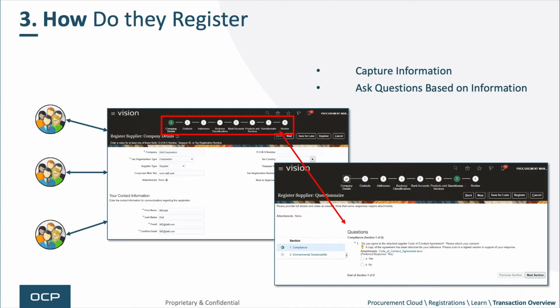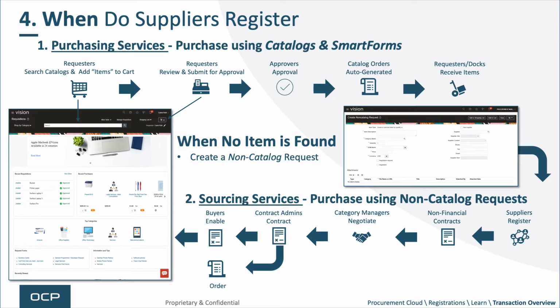When they're done and they click that save for later or register button, they then become a registration transaction. They need to be approved before they become a supplier. So in that vein, let's talk about when do suppliers register.